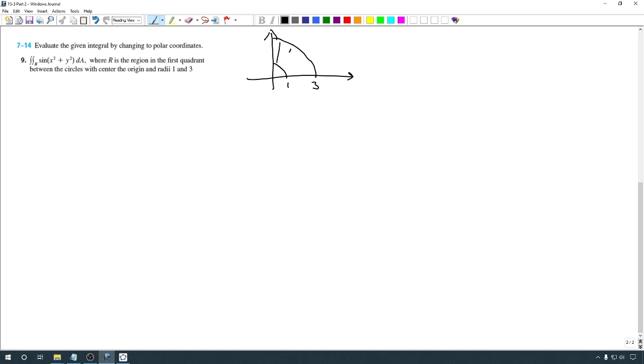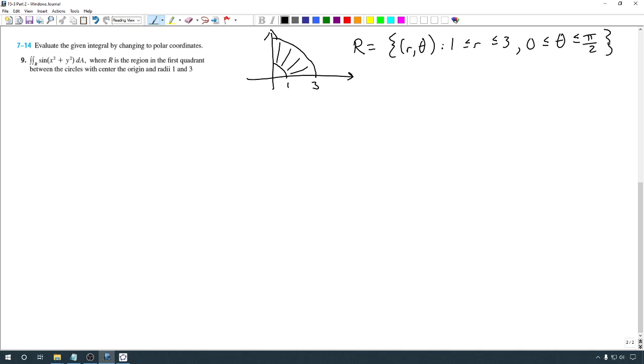And it's the region between those two circles, but we're only looking at the stuff in the first quadrant. So only this portion of it. Really, it'd be an annulus if we were to go the whole way around. Of course, that region R is the set of all points (r, theta), where r goes between 1 and 3. Theta is going between 0, and because we're stopping at the first quadrant, we go up to pi over 2.